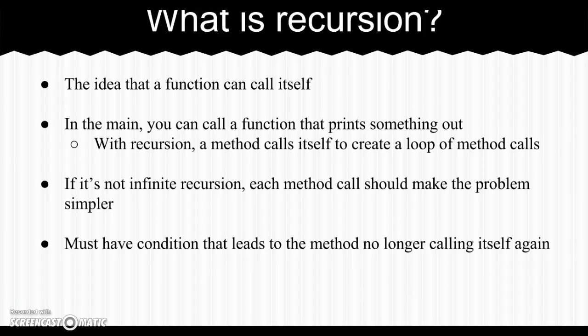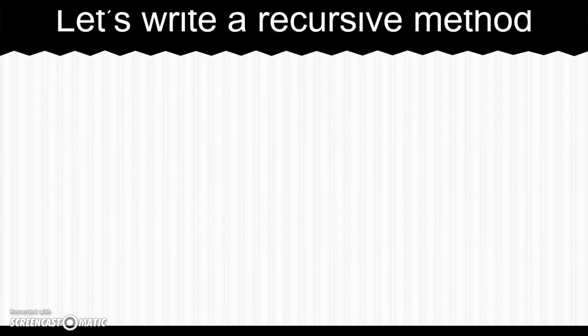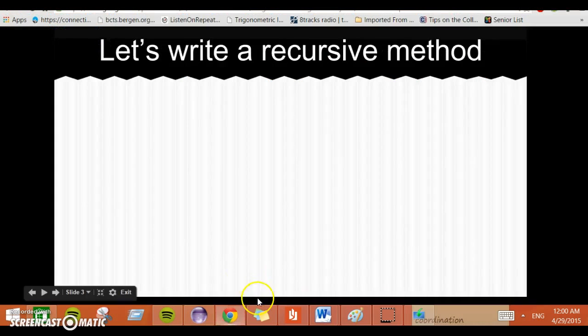So what you want to do is move towards something that's known as the base case in order to stop your recursion, because if you don't have a base case, then your recursion is going to go on forever. We must have a condition that leads to the method no longer calling itself again. That's called the base case, which I will be touching upon in a second. So let's write our recursive method.